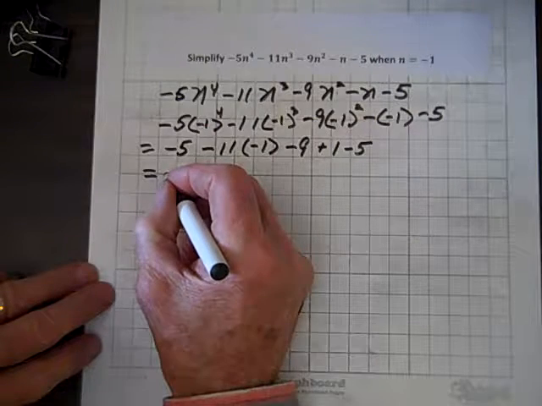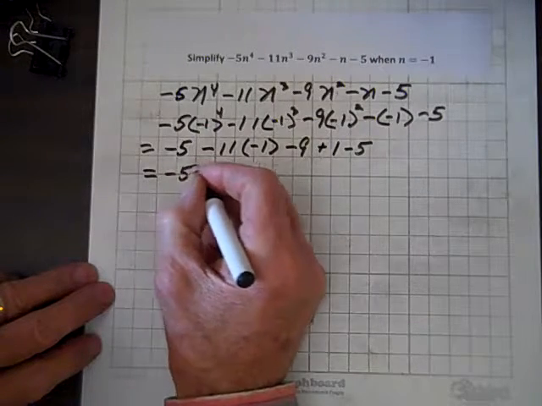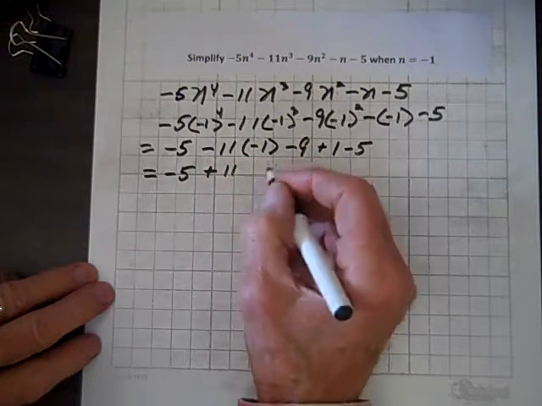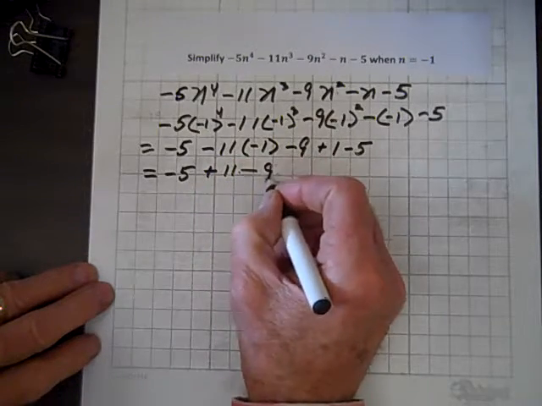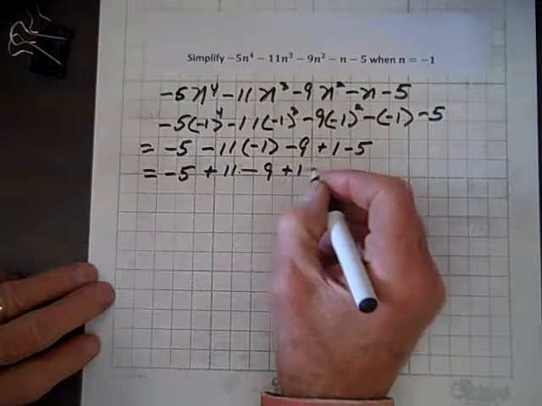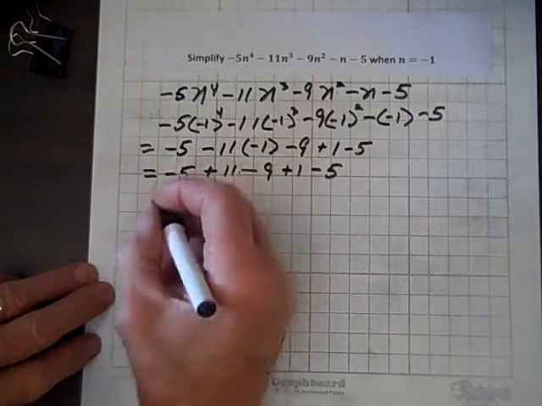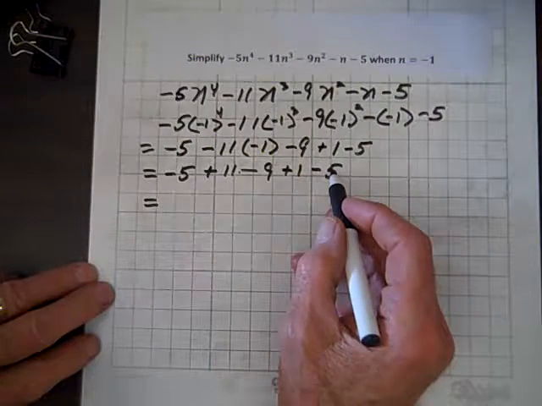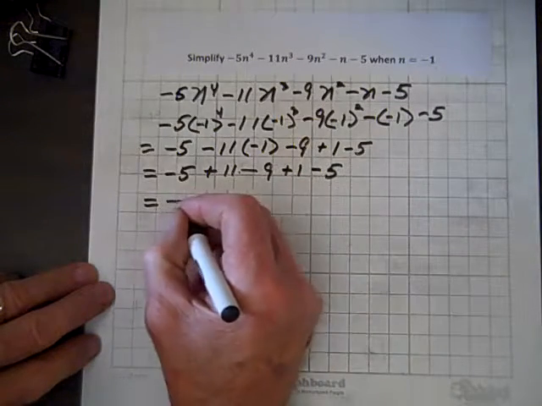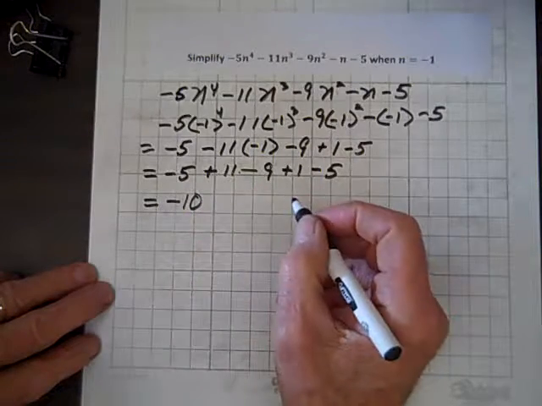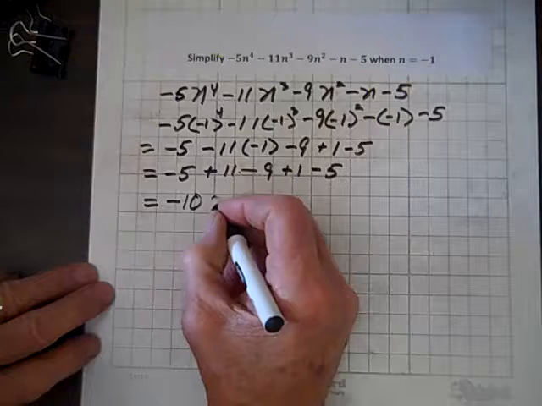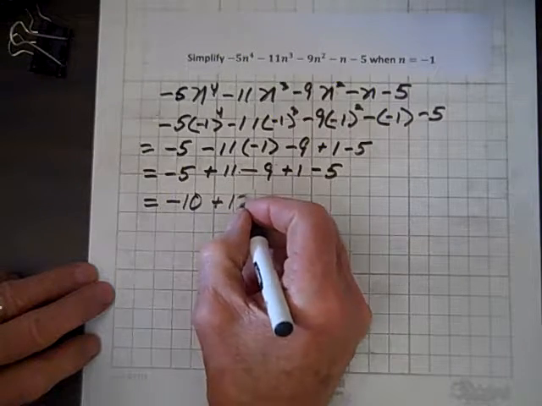So we have negative 5 minus, and a minus times a minus is a plus 11, minus 9 plus 1 minus 5. Well, let's simplify this thing. We have a minus 5 and a minus 5. Well, that's a minus 10. We have 11 plus 1. That's a plus 12.